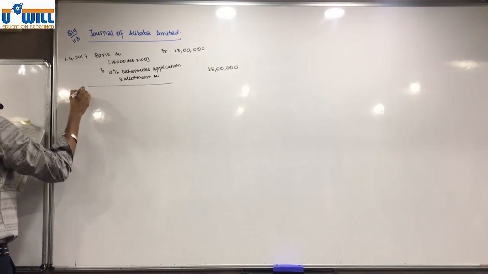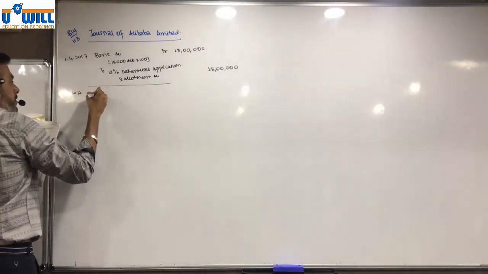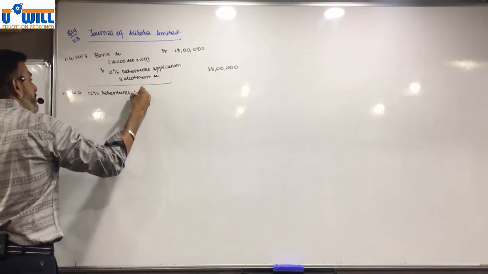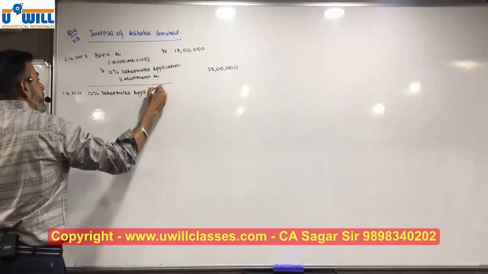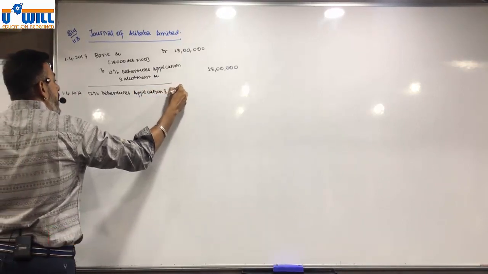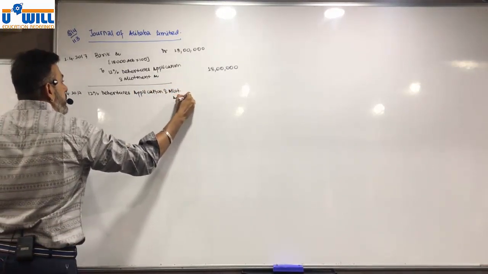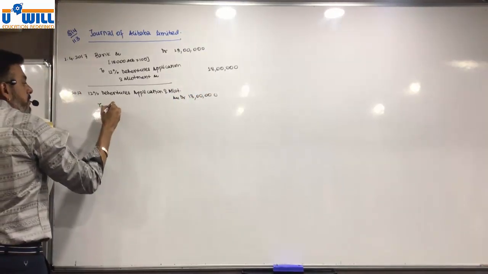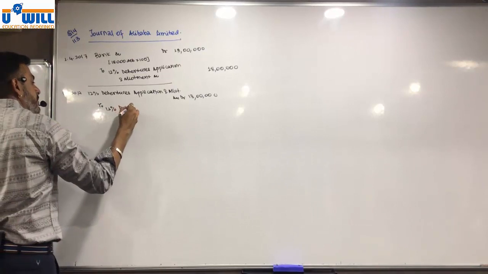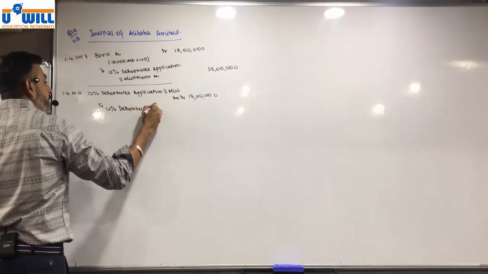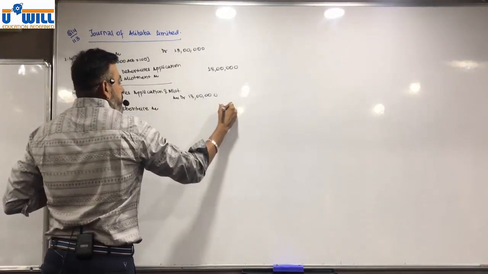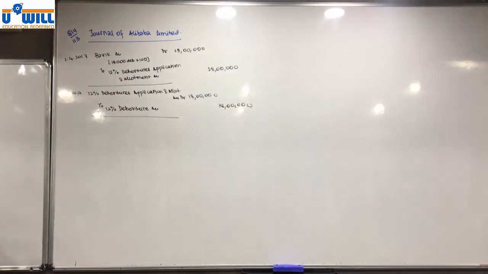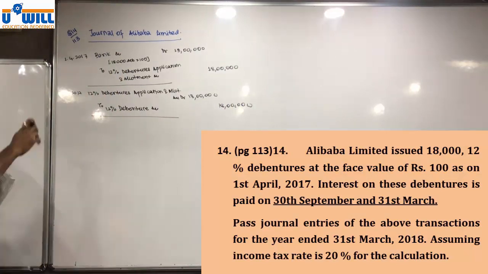1st April 2017, 12% debenture application and allotment account debit to 12% debenture account 18 lakh. Now, what's the next date in this year?